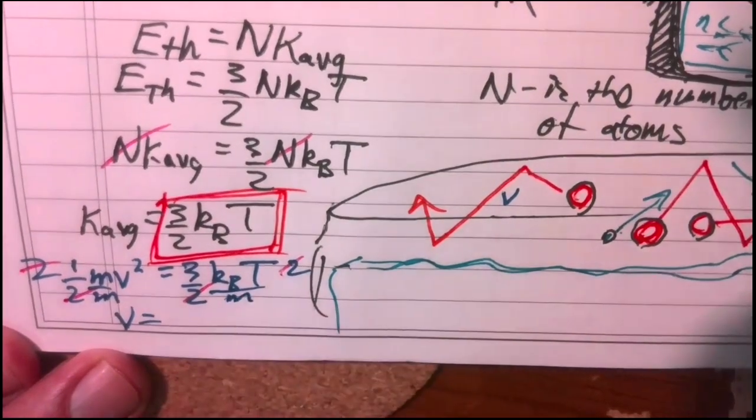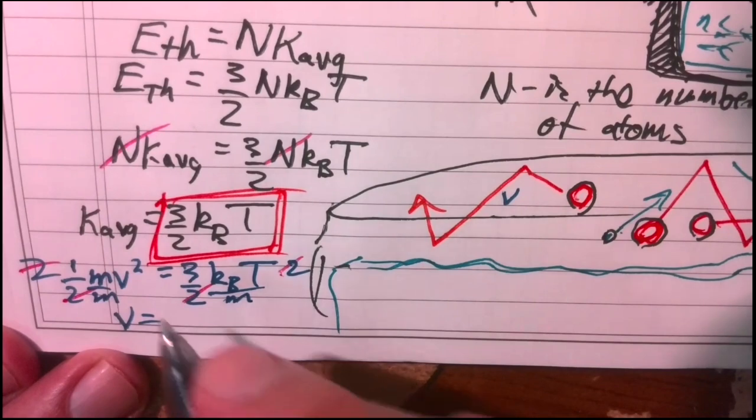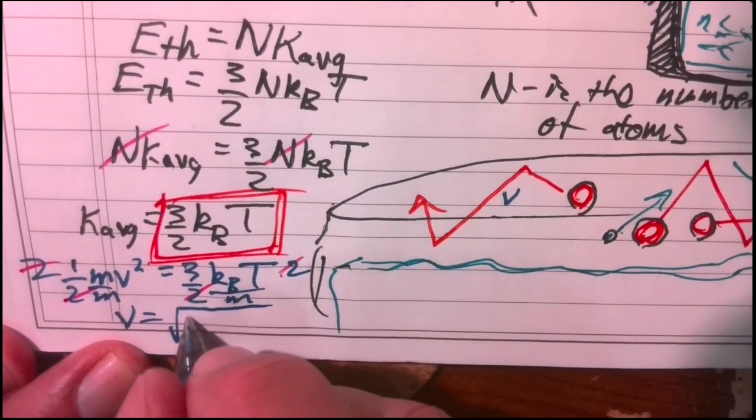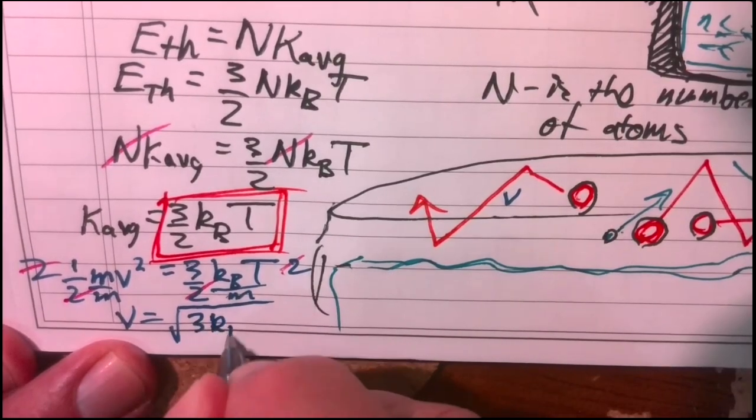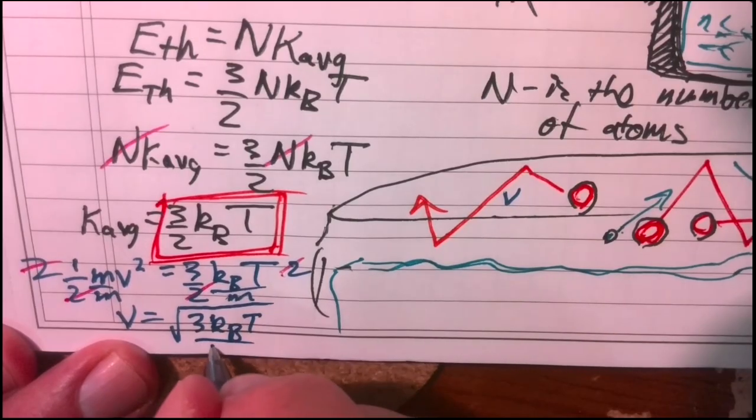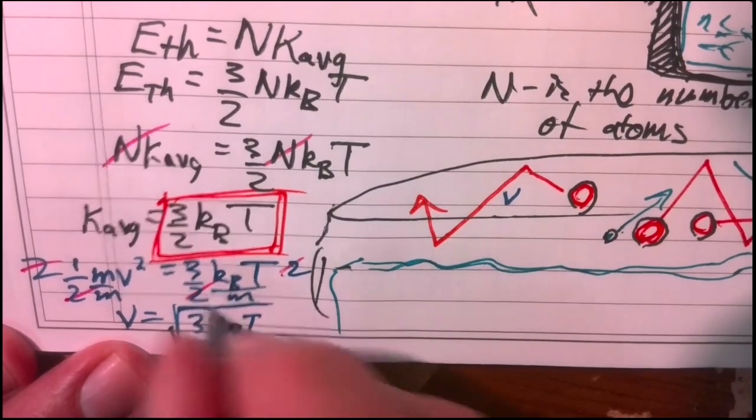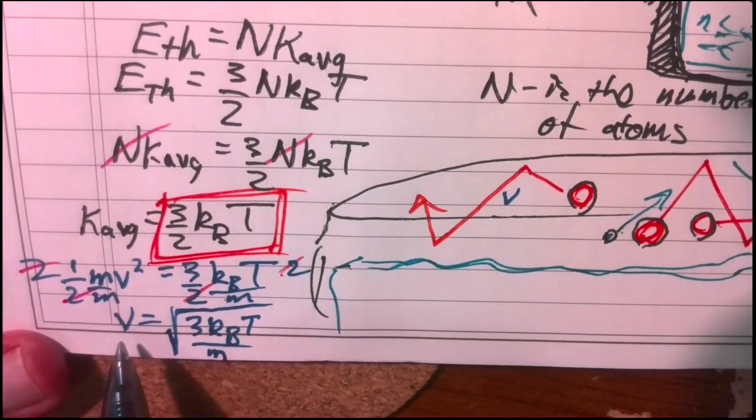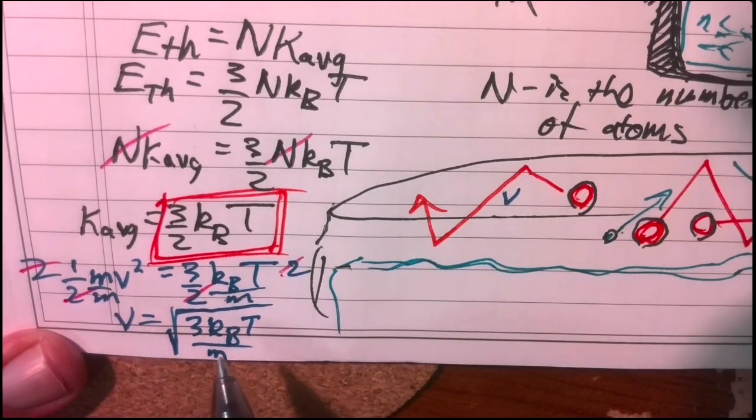Divide this side by m. Okay, and I'm gonna take the square root of both sides, and so after a little bit of algebra I'm going to end up with 3 times kB times T over the mass of one of these molecules. That's kind of an amazing result because this tells us what the velocity of those gas molecules are in terms of the temperature.